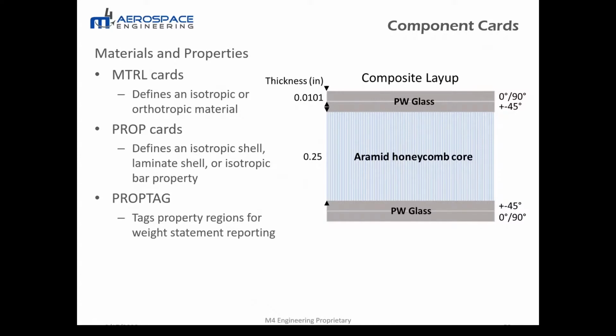Finally, we have the prop tag card. This card does not actually affect the analysis in any way, but allows the user to group different property regions together for weight statement reporting. So, for example, you might want to know how much all the internal structures of the wing weigh. So you would group all those property regions together with a single prop tag. Then, when the weight statement is generated, you would be able to view all the masses as a single mass.